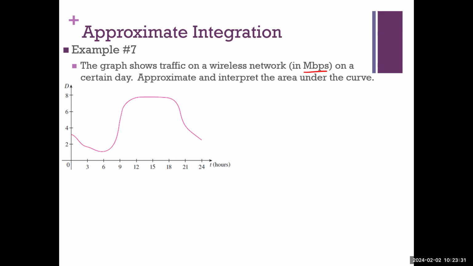So on a certain day, t equals 0 represents midnight. T equals 24 represents midnight the next day. And then that rate in megabits per second is on the y-axis there. So it peaks around 7.5, it looks like. So what would the area under this curve give us? So without us trying to approximate it, let's talk about what the area underneath this curve would actually tell us.